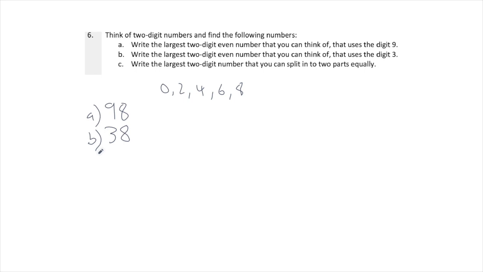For part C, we have to find the largest 2-digit number that we can split evenly into 2 parts. So that means the number must be even. So we can take the smallest even 3-digit number and subtract 2 to get 98. And that is our biggest even 2-digit number. So the answer to part C would be 98.